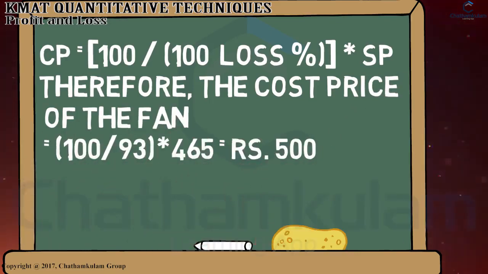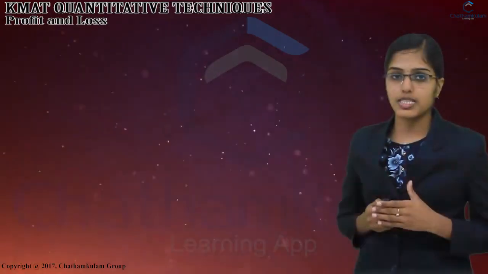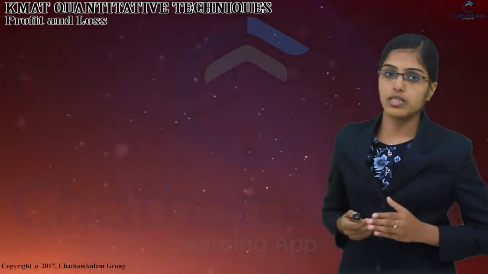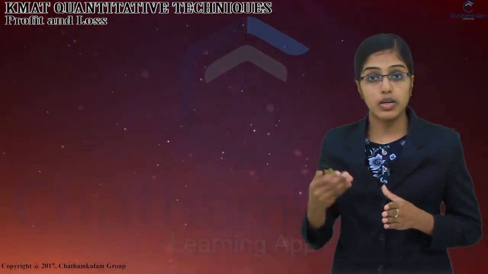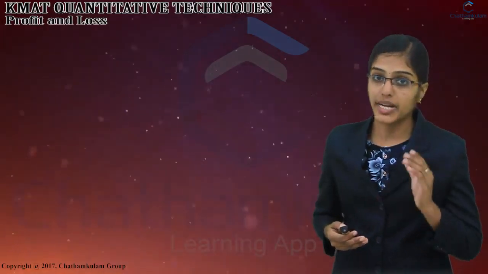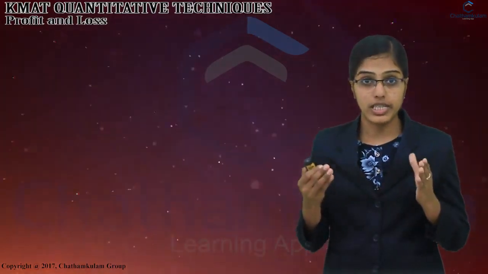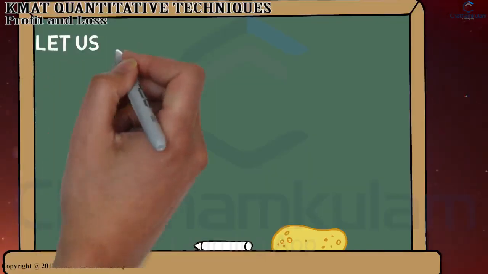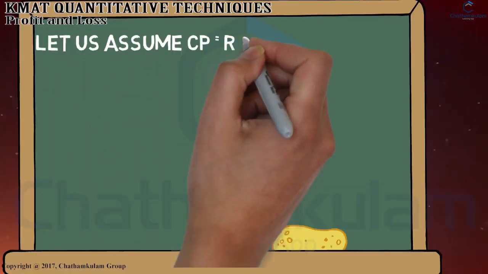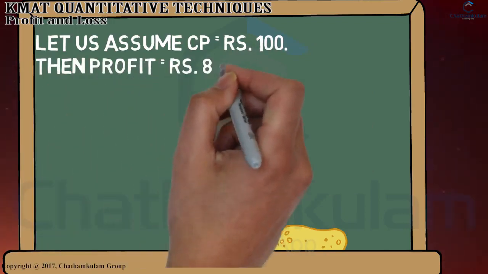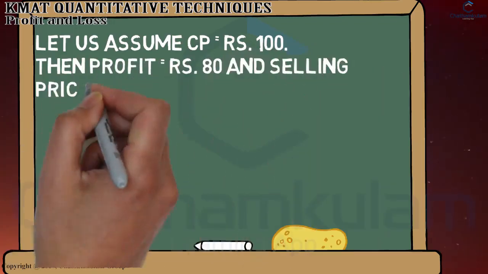rupees 500. Our next question is that in a transaction, the profit percent is 80% of the cost. If the cost further increases by 20%, but the selling price remains the same, how much is the decrease in profit percentage? Let us assume CP is equal to rupees 100. Then profit is equal to rupees 80, and the selling price SP is equal to rupees 180.